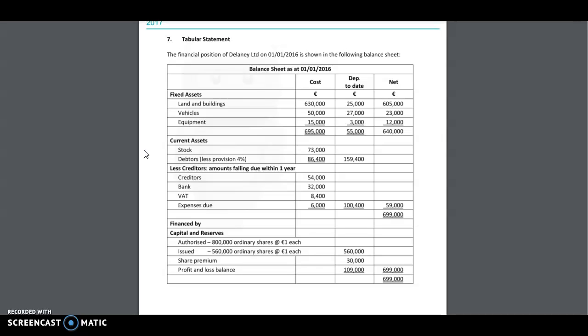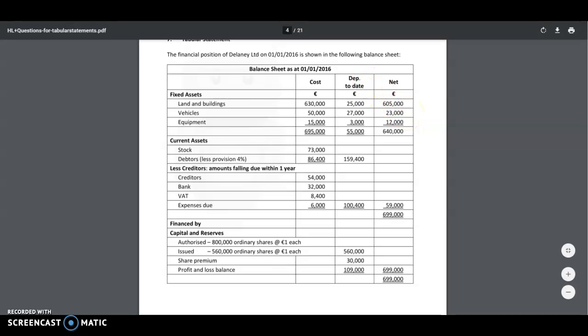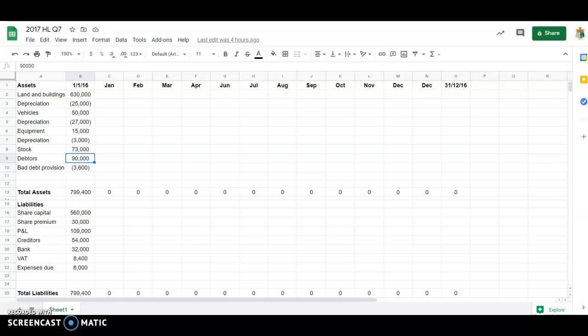So the first thing you do with one of these questions is you copy this balance sheet out into your tabular statement. I'm just going to do this on Google Sheets on a spreadsheet, because what you will be doing in your copy will look very similar to this.